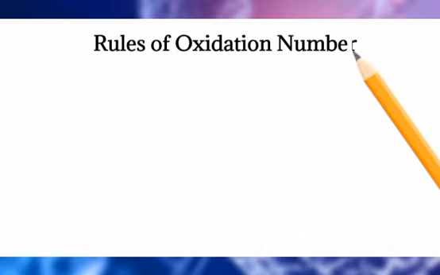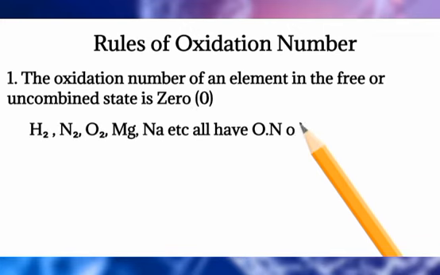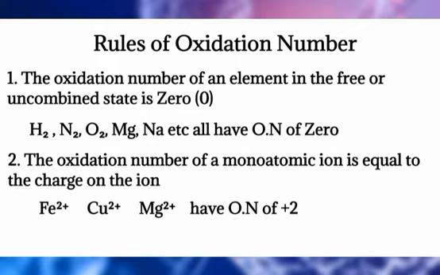Now let's go to the rules of oxidation number. I'm going to be giving you 4 rules for oxidation number. The first one states that the oxidation number of elements in the uncombined state is 0. The second rule is the oxidation number of a monoatomic ion is equal to the charge on the ion. For example, Fe2+ has an oxidation number of +2, while S2- has an oxidation number of -2.